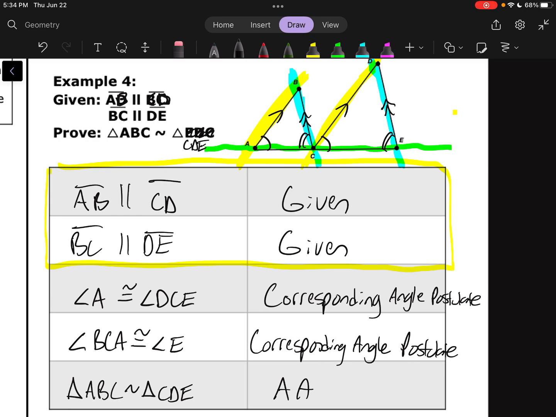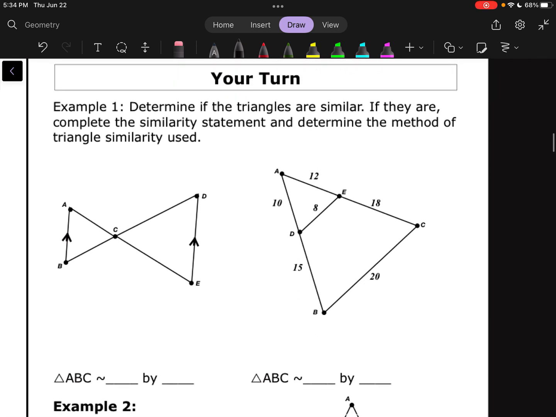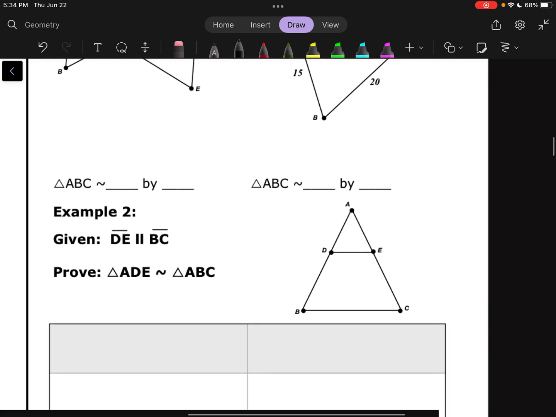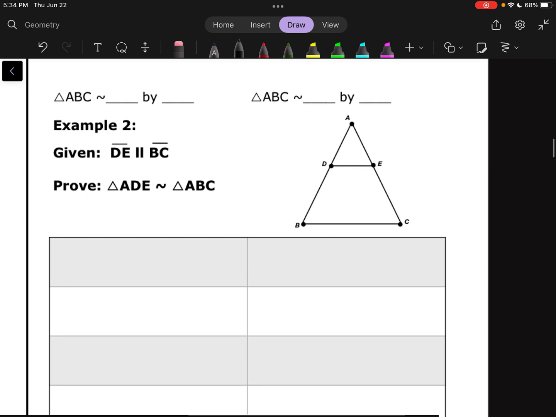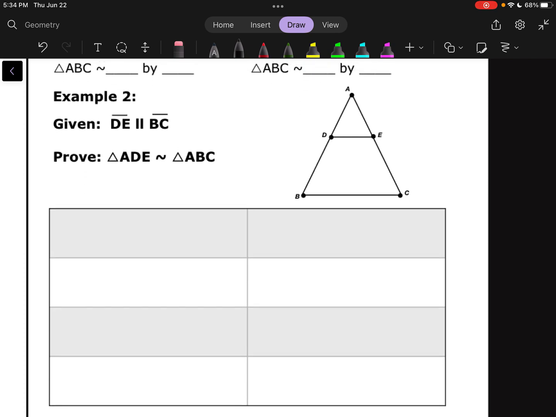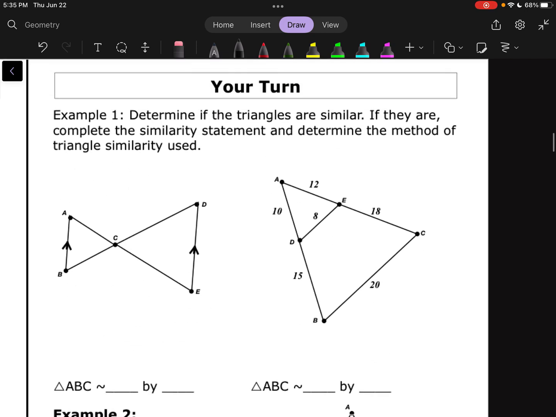Right on. So your time to shine. You've got two that you're going to take a look at and try to determine why they are similar, or if they are. And then you've got one proof that you're going to try here, trying to show me why those are going to be similar step by step by step. Okay, so give those a shot and then come back to the video when you are ready to check.